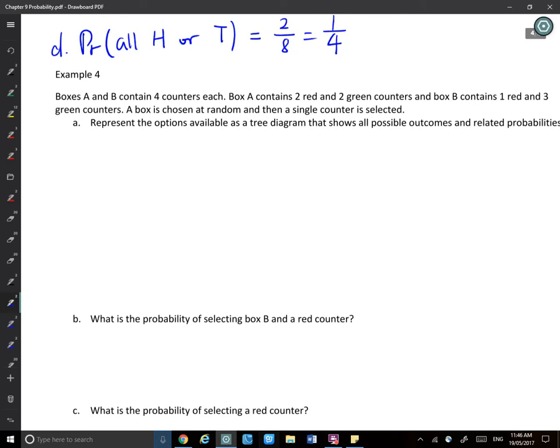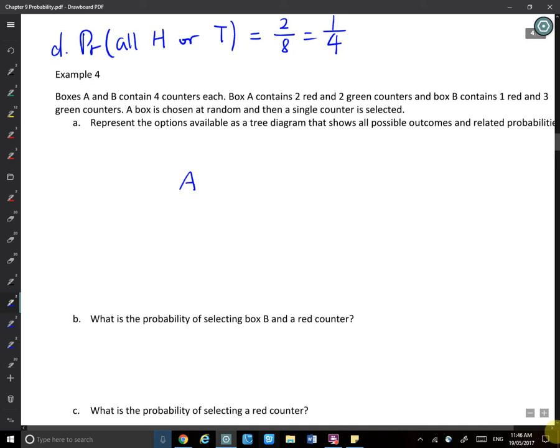Example 4 says box A and box B contain 4 counters each. A contains 2 red and 2 green. B contains 1 red and 3 green. The probabilities are not the same for each box. A box is chosen at random first and then a single counter is selected. So stage 1 is you select one box, either box A or box B.